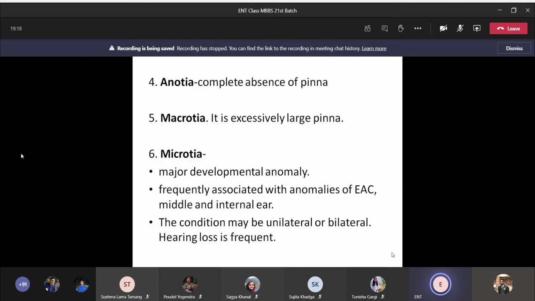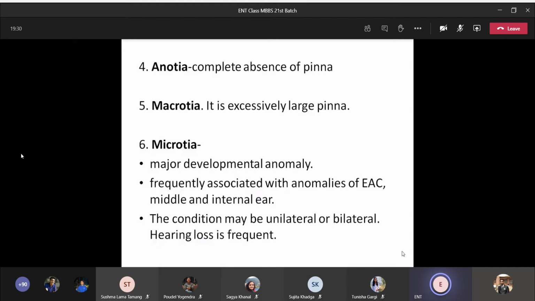Then we've got microtia. This is a major developmental anomaly. It is frequently associated with anomalies of the external auditory canal, middle and internal ear. It is important because it is also associated with anomalies inside. This condition may be unilateral or bilateral, and it is often associated with hearing loss. Am I audible? Yes, sir. Okay.